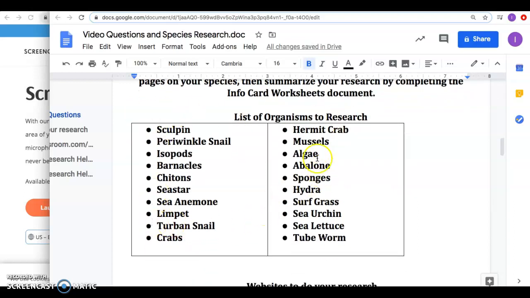You're gonna look at this list here and you're gonna find something like maybe isopods or sponges, okay? If you don't know what an abalone is, maybe that would be a fun thing for you to find out. We use abalone in things like jewelry and decor, okay? So abalone powder is used for certain things. Surf grass, sea urchin, okay? So you want to pick 2.